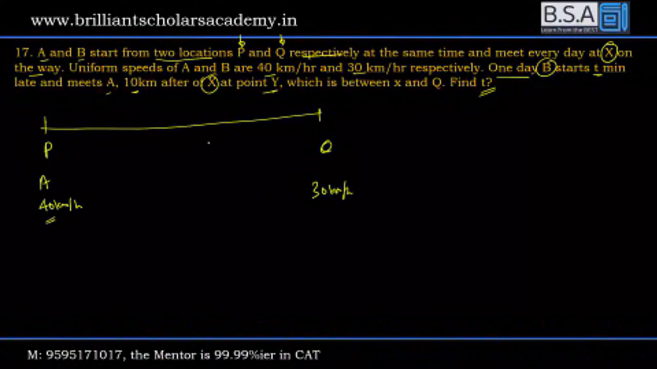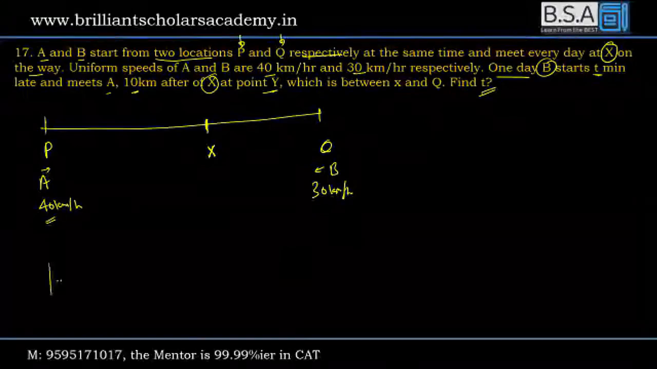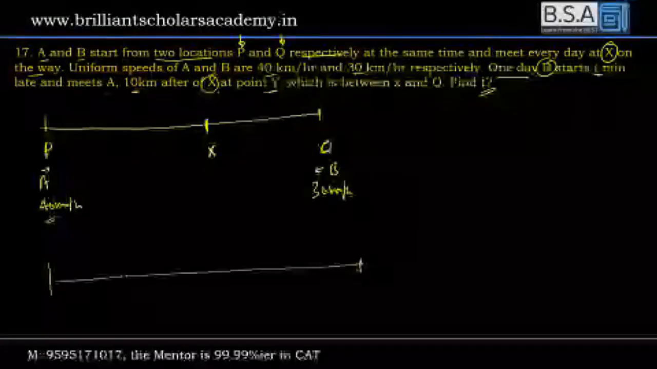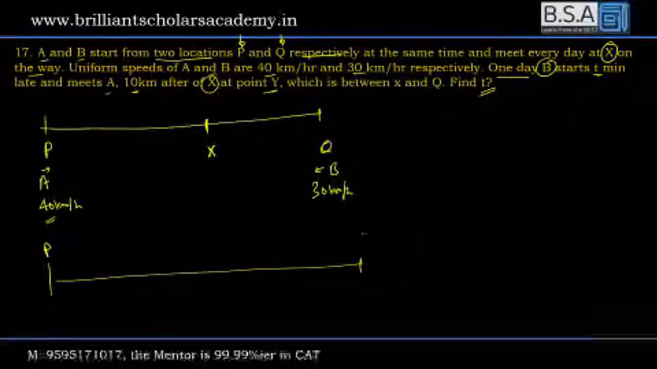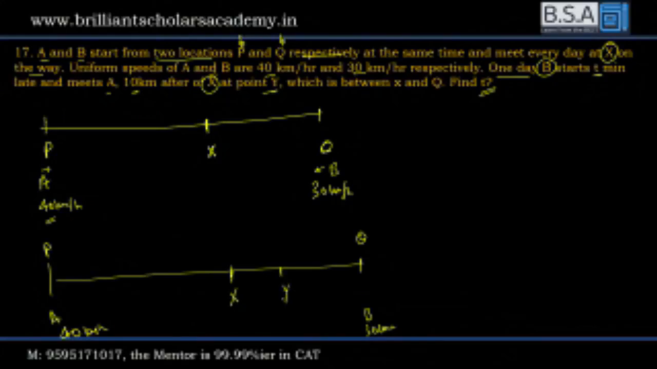देखो इसका speed ज़्यादा है. Let us imagine X is here. Normally speaking, this is B. On one particular day, B was delayed. B थोड़ा घर से late निकला. This is P, this is Q. A का speed 40 kmph, B का speed 30 kmph. Now, because B is late, they do not meet at X, they meet at Y.